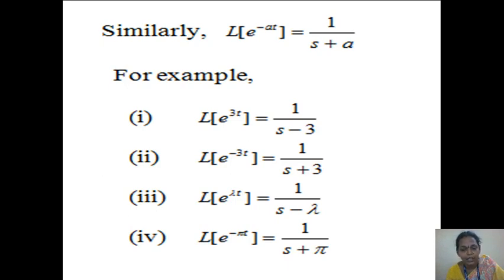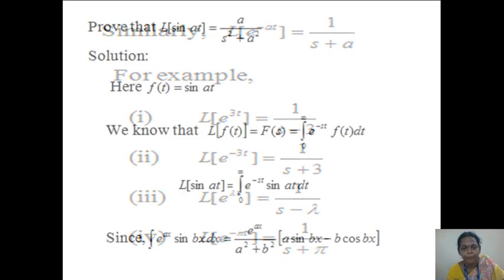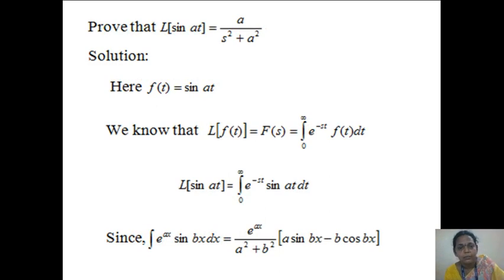Next, the third one, L of e power lambda t. Here a is equal to lambda. So substituting a equal to lambda, we get 1 divided by s minus lambda. Next, the fourth one, L of e power minus pi t is equal to 1 divided by s plus pi.